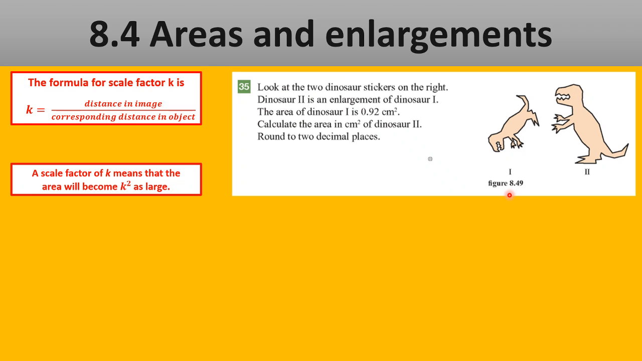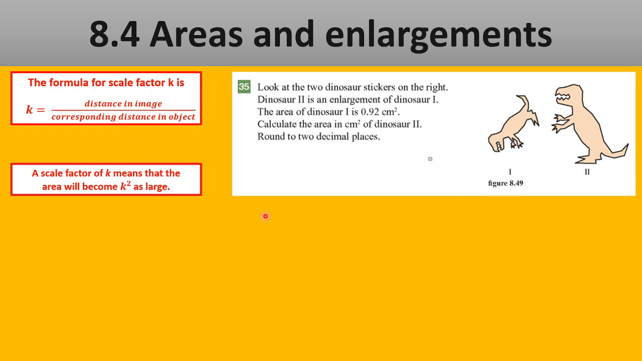How can you use this in actual exercises? Now take a look at the two dinosaur stickers. I don't know why they are stickers, but okay. Dinosaur 2 is an enlargement of dinosaur 1. So this is the object, what I start with, and this is the new image. They say the area of dinosaur 1 is 0.92 squared centimeters. Now calculate the area of dinosaur 2.